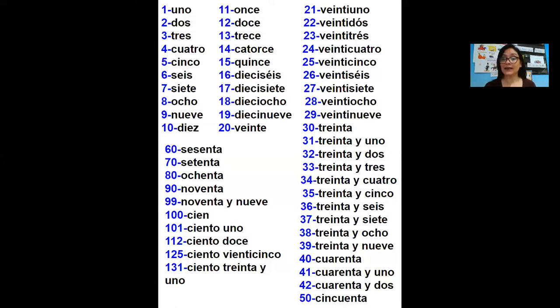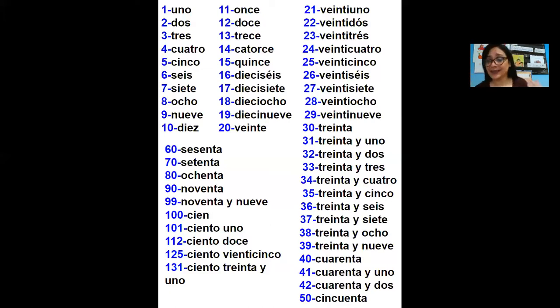So 16, 10 and 6, 16. 17, 10 and 7. 18, 10 and 8. 19, 10 and 9. Notice that the Z was dropped, and we add a C and then connect the I. So instead of saying diez ending with a Z, we've changed the Z to a C and then added the I to connect those. 20, 21, 22, 23, 24, 25, 26, 27, 28, 29. Notice from 21 to 29, we still use the I to connect the two smaller words to make the one word.